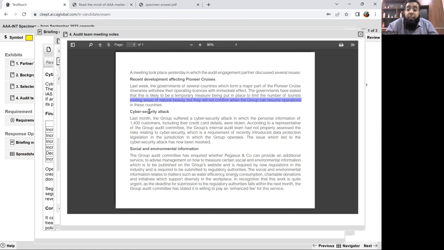Then there is a cybersecurity attack. Last month, the group suffered a cybersecurity attack in which the personal information of 1,400 customers, including their credit card details, was stolen.